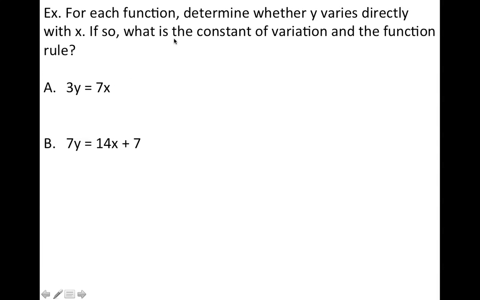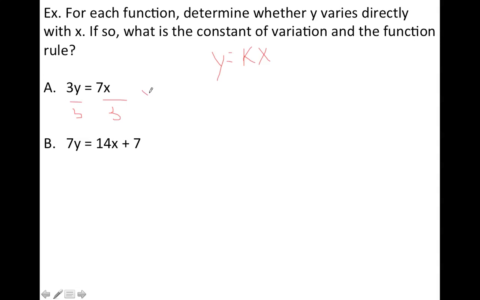These next examples, we have to determine whether y varies directly with x. If so, what is the constant of variation? For y to vary directly with x, remember they have to be in the form y equals kx. Notice how there's no numbers added or subtracted away from our term with an x value. So if we look at our first one, 3y equals 7x, we have to get it in this form first. So we need to get y by itself, so we divide both sides by 3.